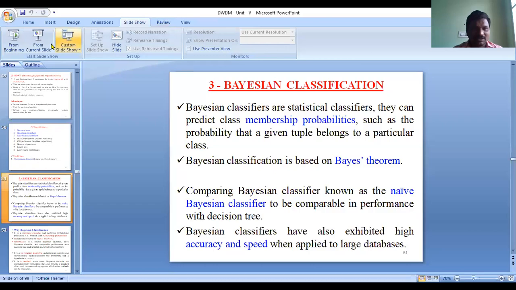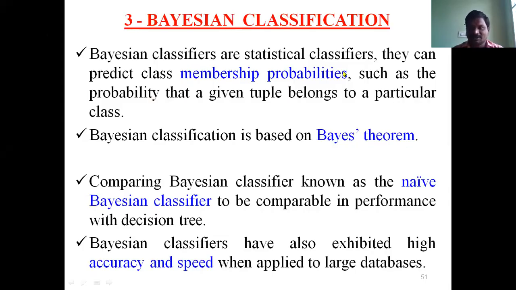Bayes theorem is one important probability distribution. The classifier is also known as a Bayesian classifier. It is comparable in performance with the decision tree, and its accuracy and speed when applied to large databases are high.